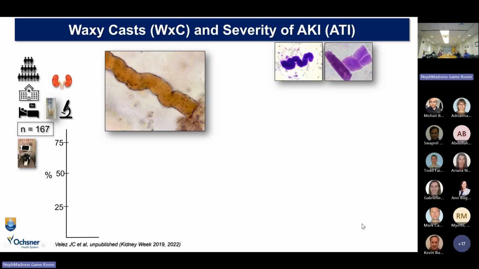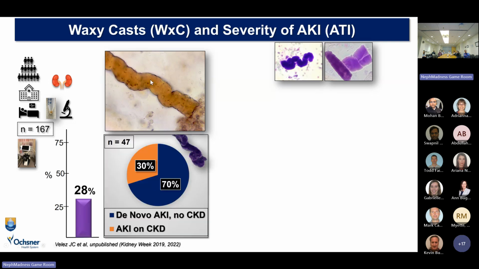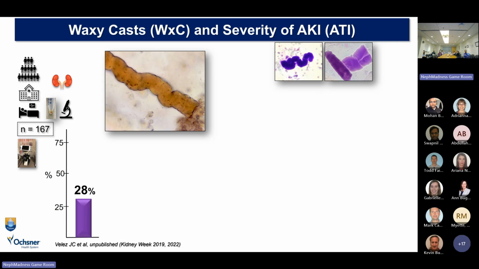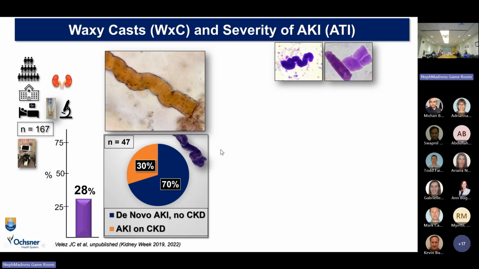So this study was originally reported at Kidney Week in 2019, with the most updated cohort in 2022. 167 patients went into this analysis. First of all, in terms of the frequency of finding waxy casts, it was 28% in this particular cohort. And here's the distribution of patients that had either de novo AKI, meaning no pre-existing CKD, which was 70% of them, versus patients that had AKI on CKD, which was only 30%. So essentially, it wasn't really necessary to have evidence of CKD to find this cast.